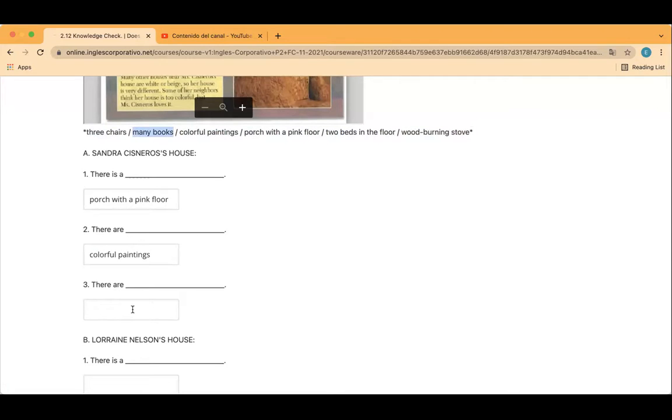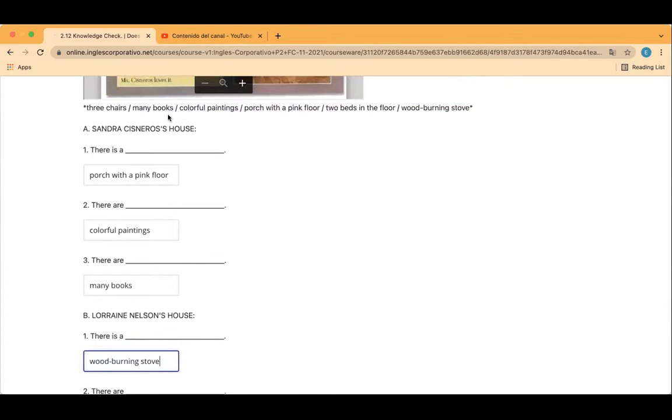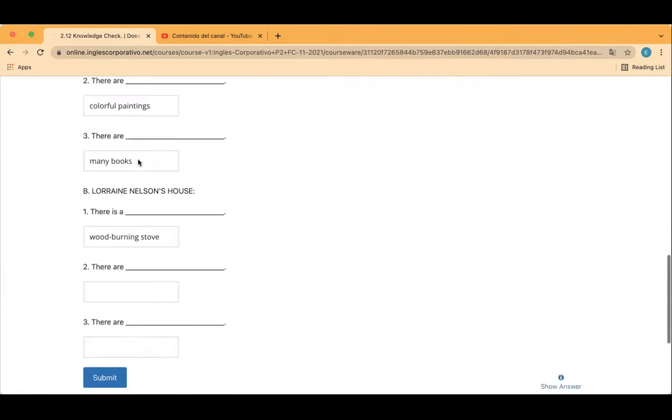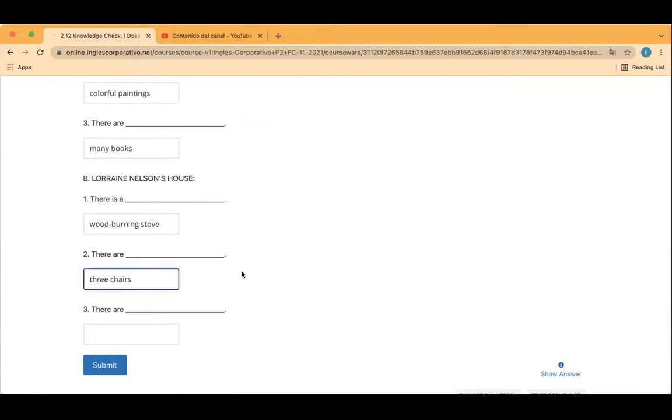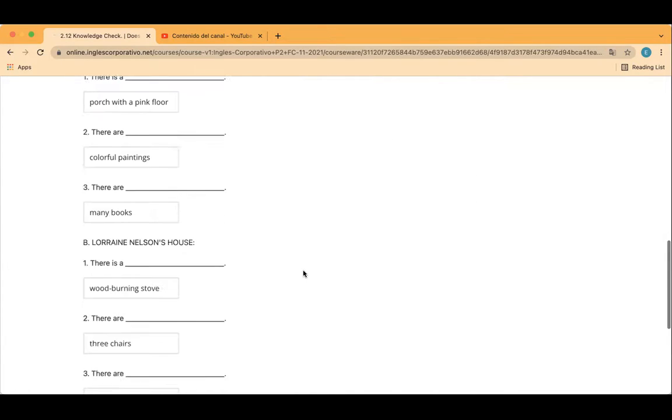Number four, for Lorraine Nelson's house, there is a wood burning stove. Number two, there are three chairs. And the last one, there are two beds on the floor. Let's take a look.